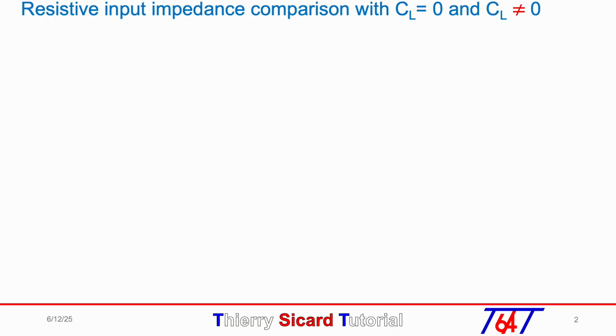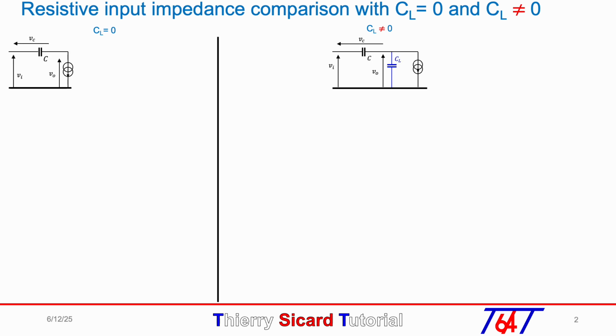To be able to analyze the input impedance with and without a capacitive load, we will split the slide in two parts, with CL equals 0 and CL different of 0, and we will continuously switch from one side to the other side. On both sides, we represent the small signal schematic. We will start by calculating the input impedance of the simple one when CL equals 0.